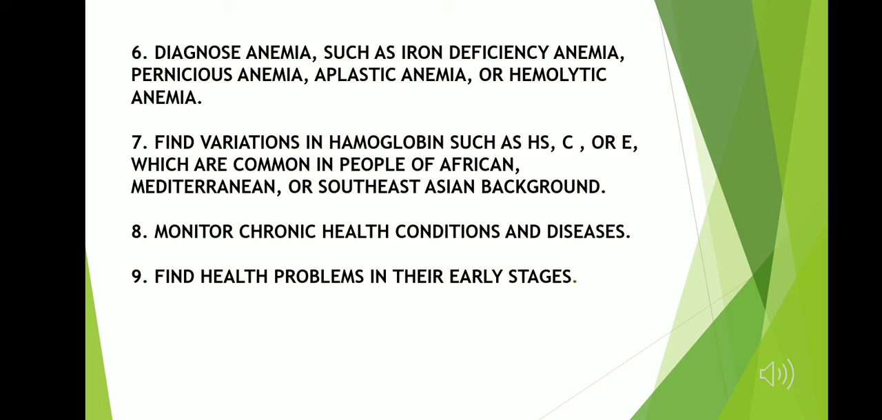Diagnose anemia such as iron deficiency anemia, pernicious anemia, aplastic anemia, or hemolytic anemia. Find variations in hemoglobin such as HS, C, or E, which are common in people of African, Mediterranean, or Southeast Asian background. Monitor chronic health conditions and diseases. Find health problems in their early stages.